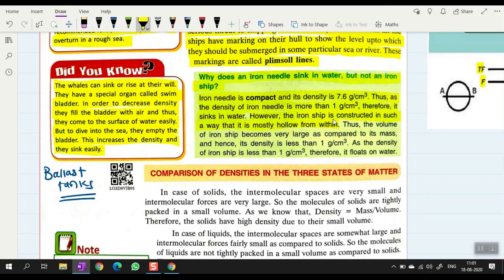The same is the case with an iron ship. The iron ship is hollow from within. Although it is made of iron from outside, from inside it is hollow. So the volume of the iron ship becomes very large as compared to its mass, and hence its density decreases and becomes less than 1 gram per centimeter cube. Since the density of the iron ship is less than 1, it floats on water. So this is the scientific reason why iron ships float on water but not an iron needle.